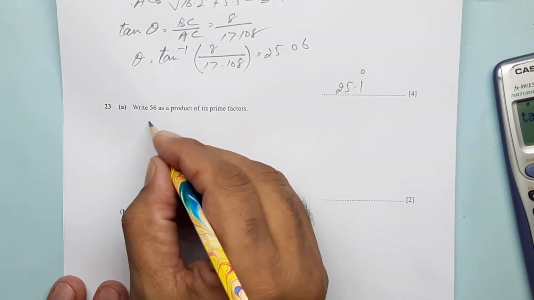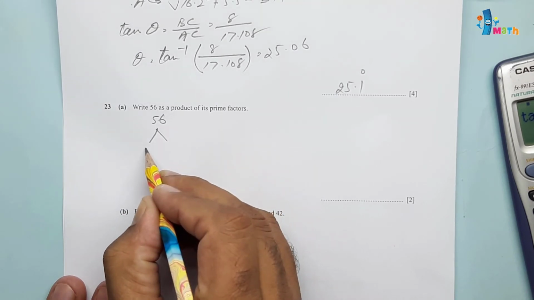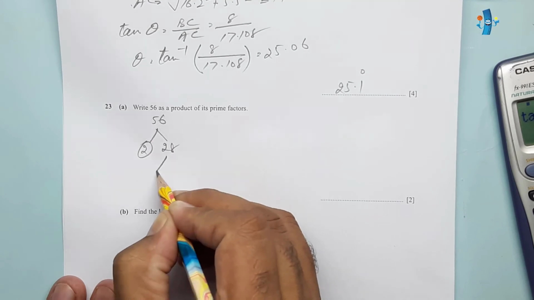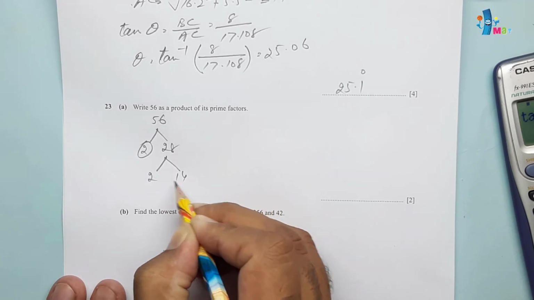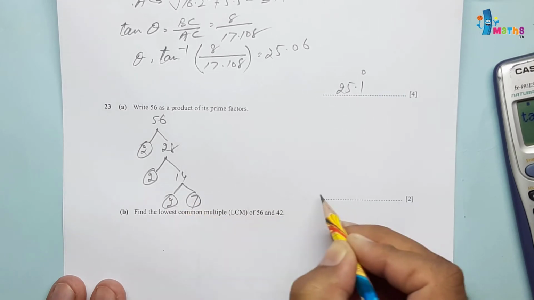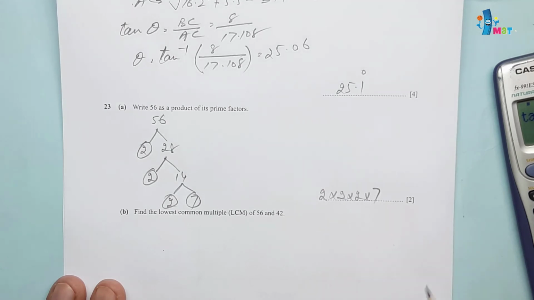Question number 23: write 56 as the product of its prime factors. This is a simpler question you have done from lower grades also. We can divide 56 by 2 to get 28, then 2 and 14, then 2 and 7, so these will be the prime factors: 2 into 2 into 2 into 7, that's all.